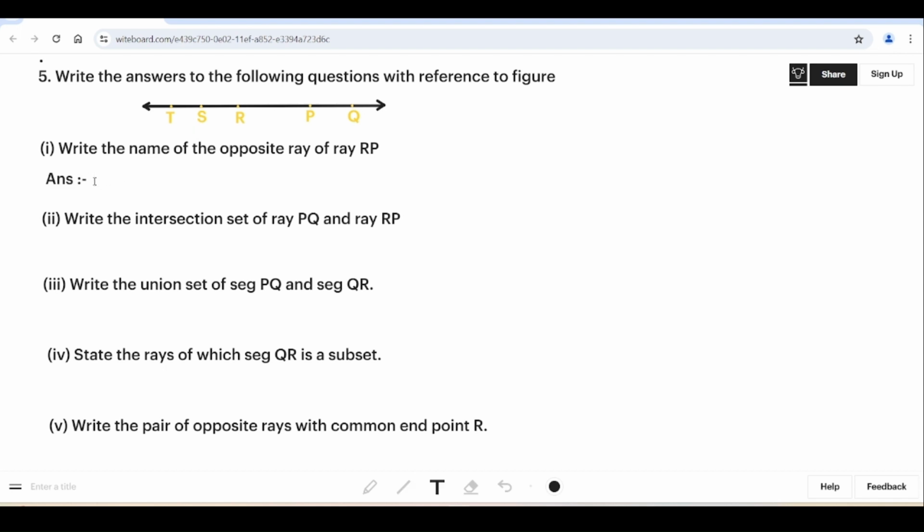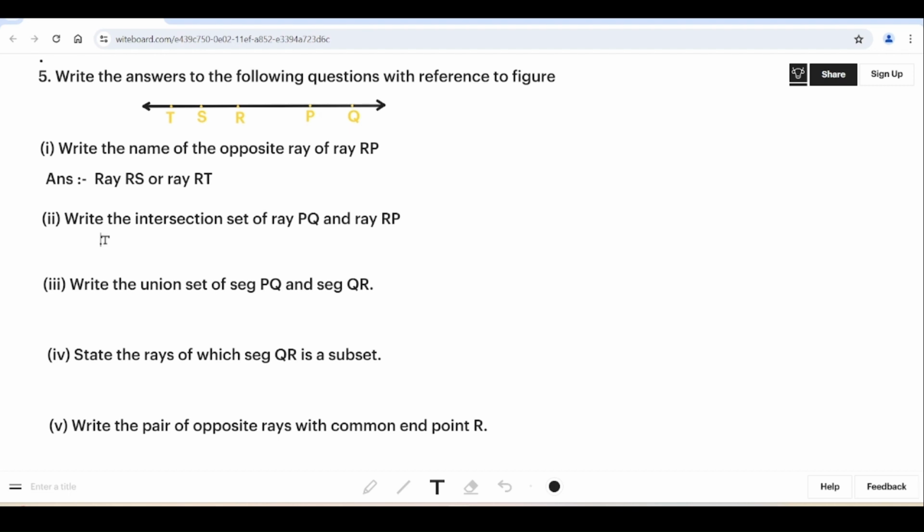So the opposite ray to the ray RP is ray RS, or it can also be said ray RT. In this way, this is opposite to the ray RP.